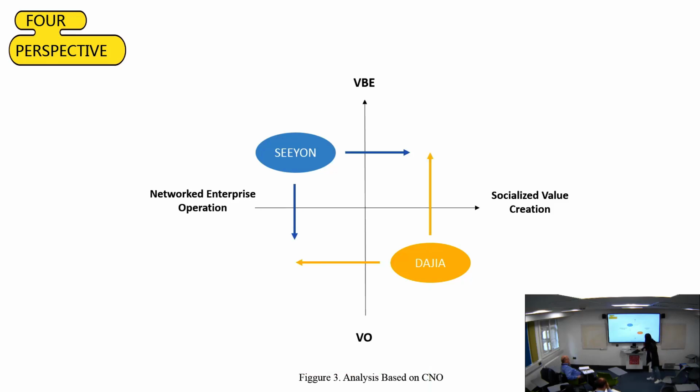And the other company, DAJIA, is a kind of typical virtual organization. It's just small scale, and they try to build their virtual breeding environment and achieve this kind of network enterprise operation. So that's the basic understanding of these two cases.